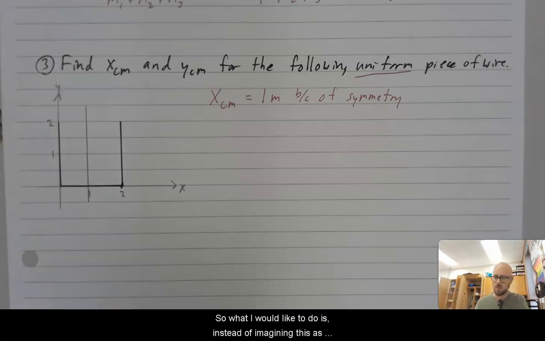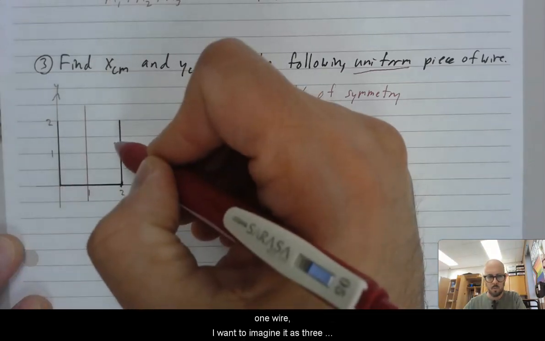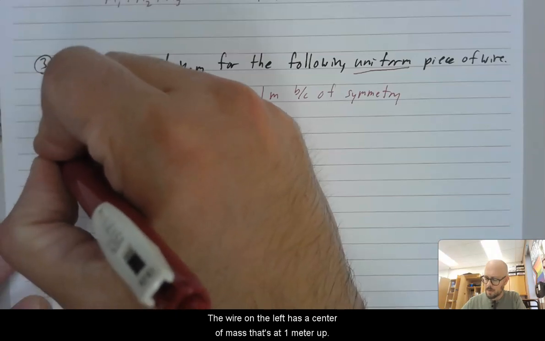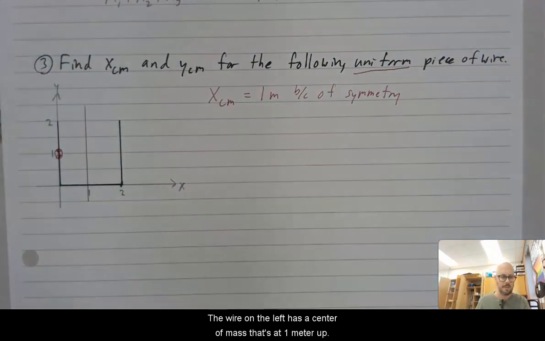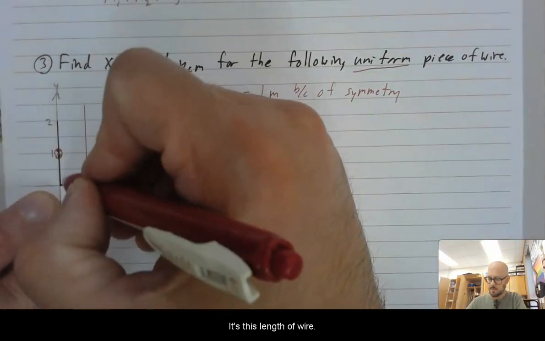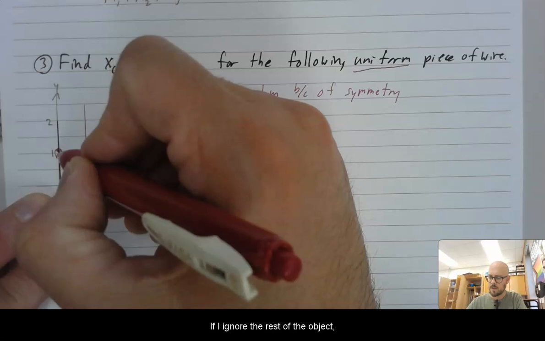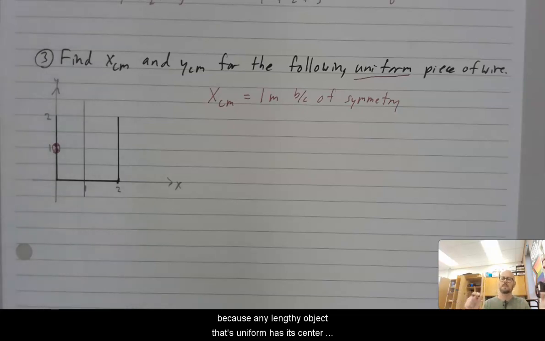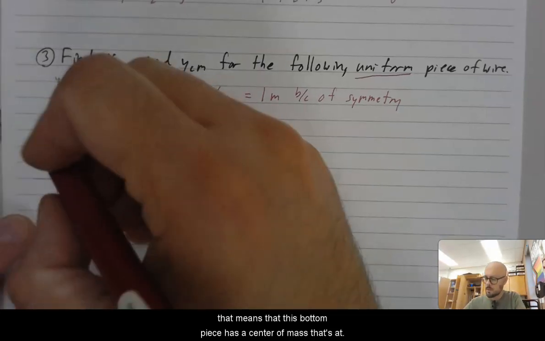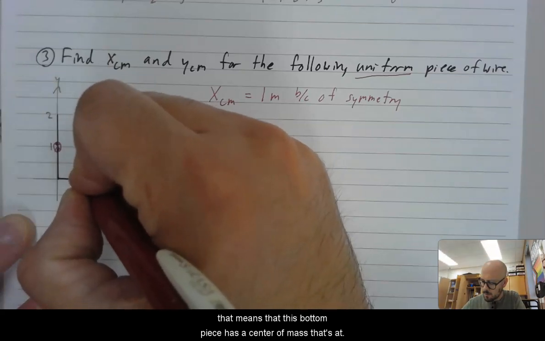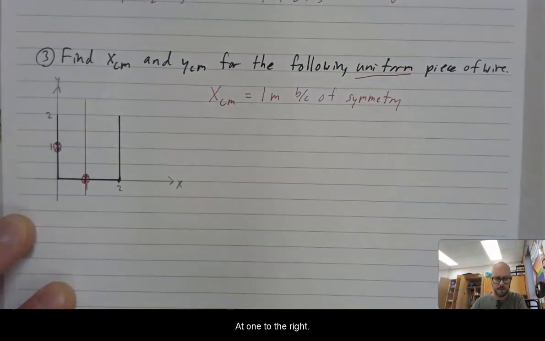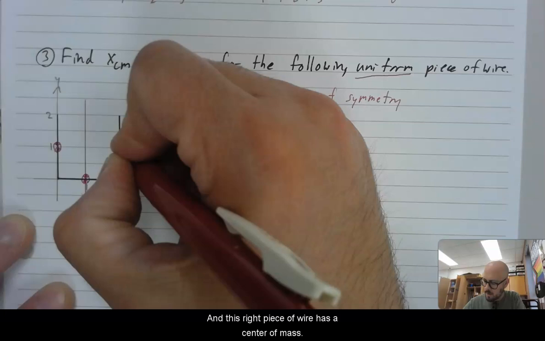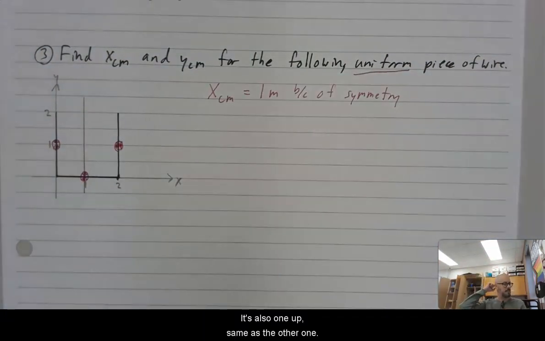So what I would like to do is, instead of imagining this as one wire, imagine it as 3 pieces of wire. The wire on the left has a center of mass that's at 1 meter up. It's this length of wire, if I ignore the rest of the object, and the middle of it is right there. Because any lengthy object that's uniform has its center of mass in the middle. Well, that means that this bottom piece has a center of mass that's at 1 to the right, and this right piece of wire has a center of mass that's also 1 up, same as the other one.